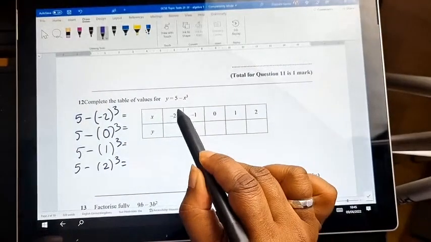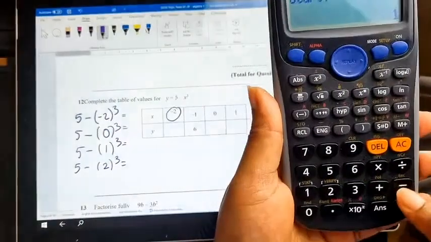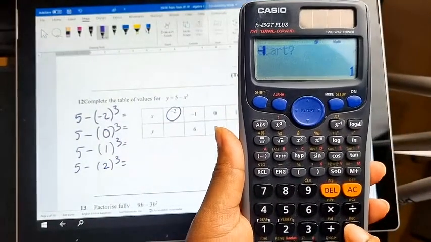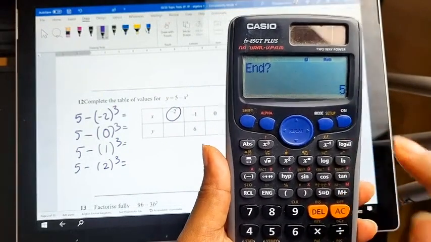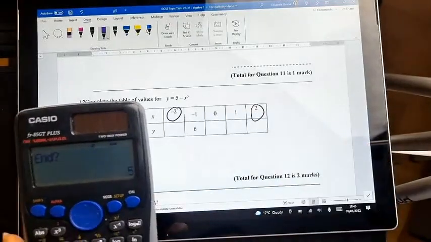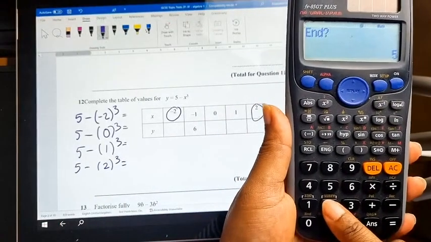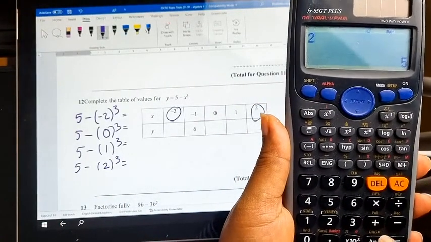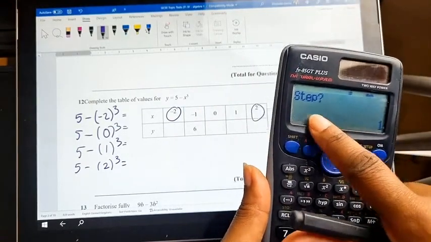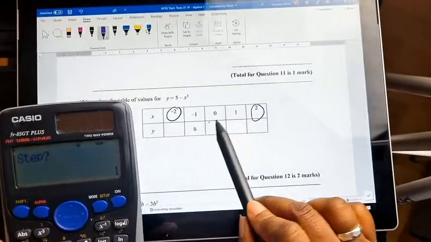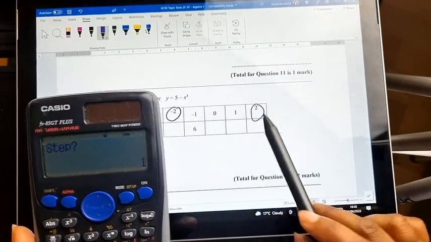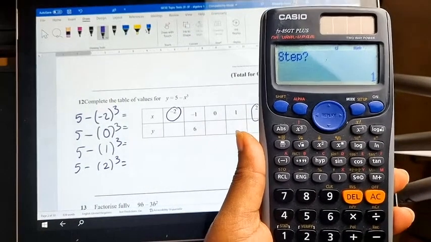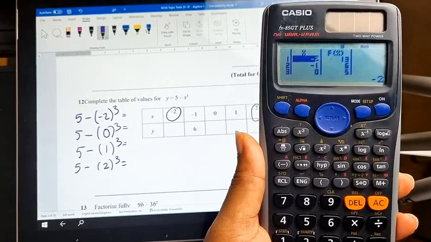So the starting point is minus 2. So I'm going to type minus 2. That's the starting point. Equals, the end point is 2. That's the end point. Type 2. Equals. And now it's asking how many steps. I'm happy to do it in ones because it's minus 2, minus 1, 0, 1, 2. So it's going in one step, so in one unit. So I'm happy with that.